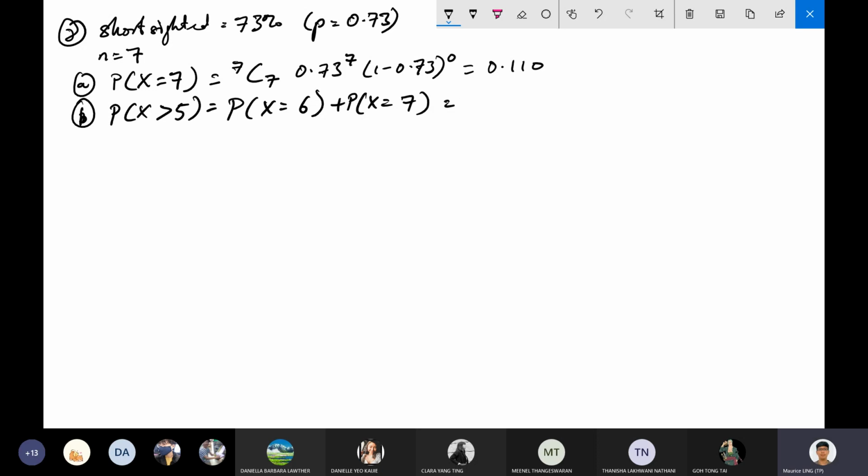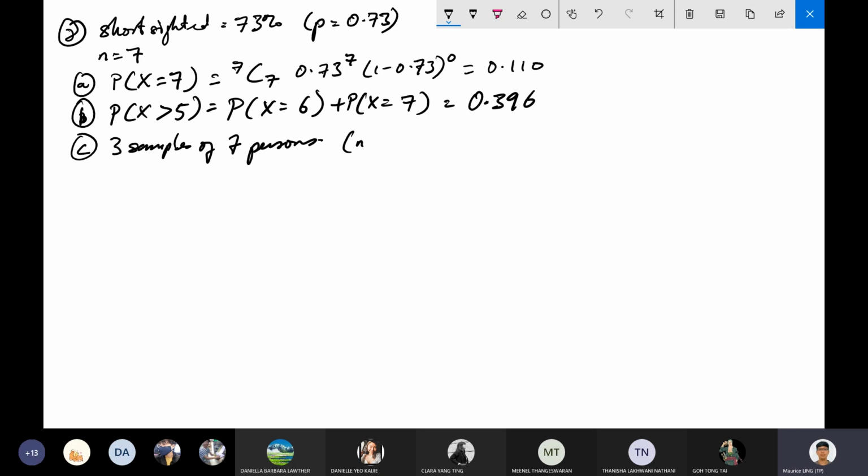Okay, so if you calculate properly, you should get about 0.396. Question C, you have 3 samples of 7 persons. Find the probability that 10 of them are short-sighted.